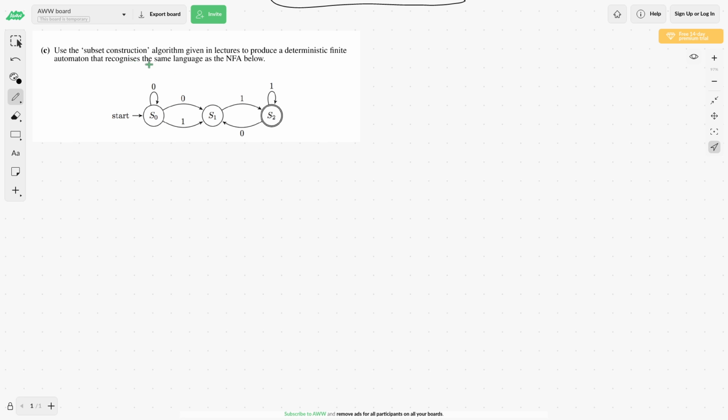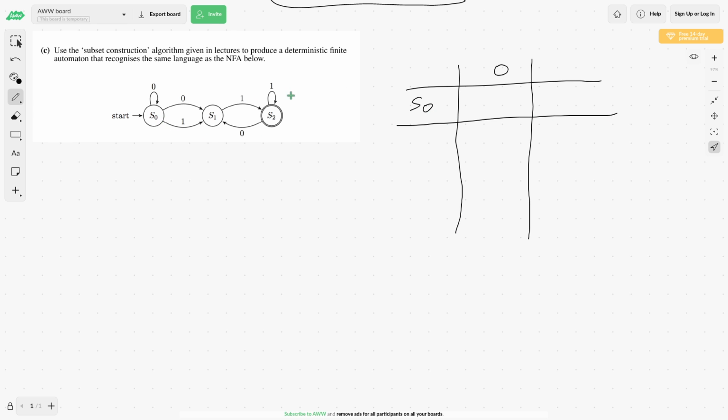Okay, so now we have to use a subset construction algorithm to build a DFA that recognizes the same language as this one. Okay, so I write the starting state, and then I have to explore under every possible character, where could it go? So let's start with 0. So if I'm in S0 and I read a 0, I could go back to S0, or I could go to S1. So I'm going to represent that with a new state, S01.